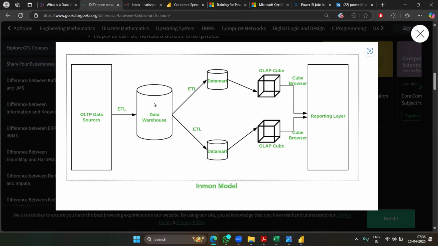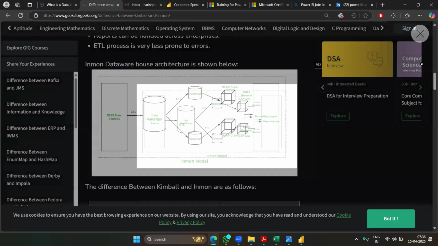Inmon is like a big bang. Get all the teams, all the departments at one place, understand how they are correlated and how business functions interact with each other, and get the central data warehouse built. We call it an enterprise data warehouse, and then start reporting.